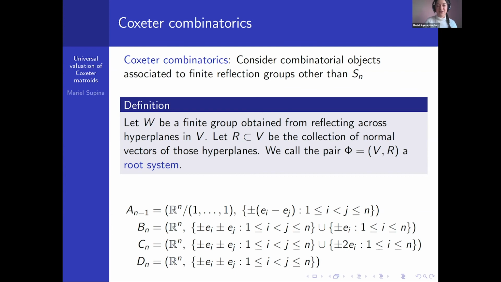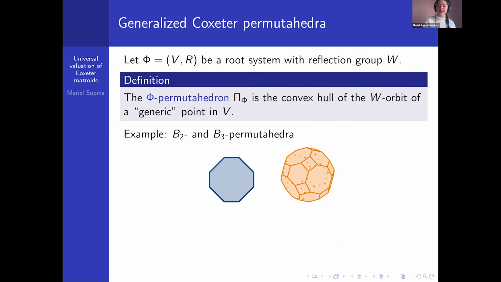But what I want to talk about in my talk is taking these different families of root systems and generalizing some results that hold for the type A root system, and generalized permutahedra and the symmetric group, to these other root systems. So for example, well, I guess I'll show you here.